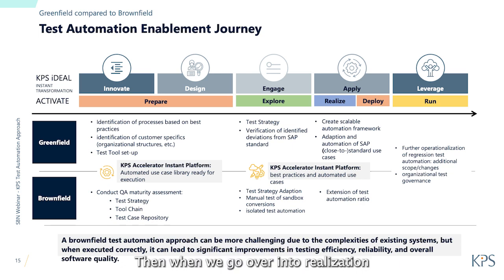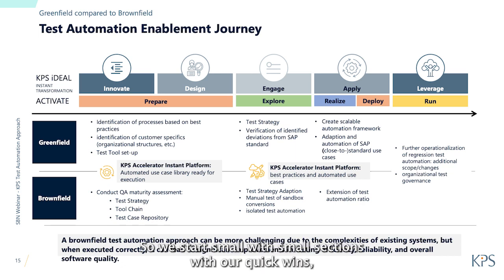Then when we go over into realization in the greenfield, we create the automation framework. With the automation framework, it's very important that it's scalable, so we can make it bigger anytime. We start small with small sections with our quick wins, and then we make it bigger and bigger. So at some point, we can also automate our end-to-end scenarios.